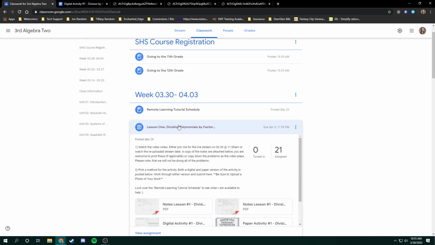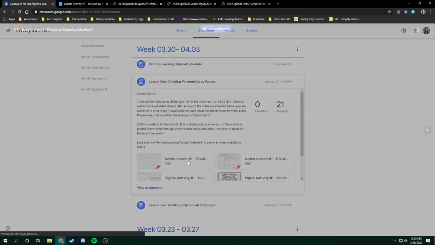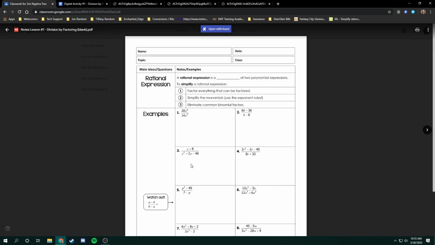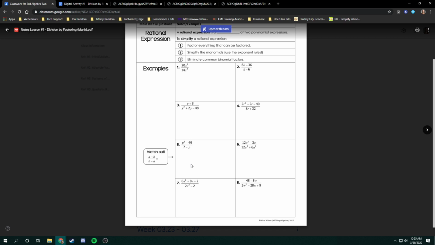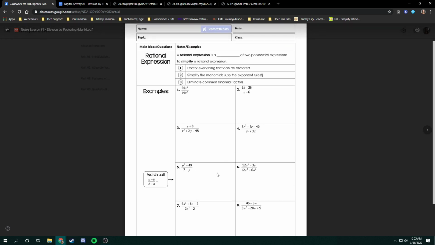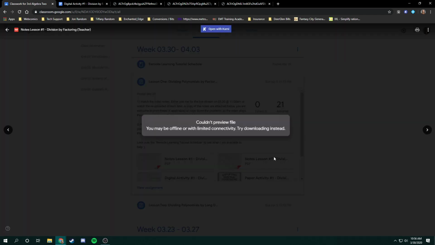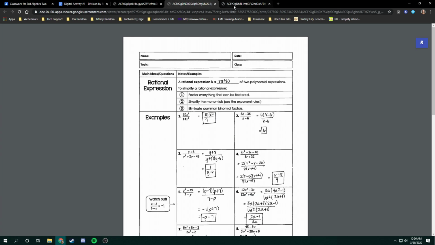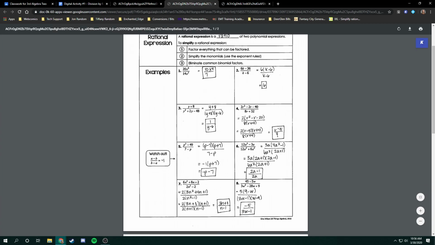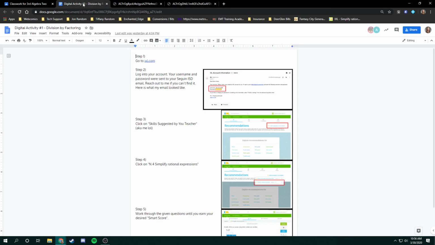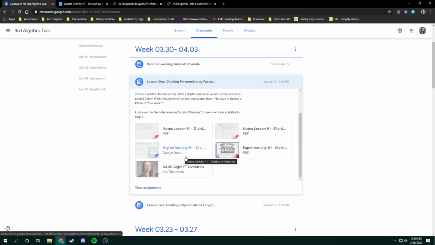So with dividing by factoring, like always, there's a blank copy of the notes that, if you want to, you can print out if you're able to. If not, they're real short, so you can copy them down as we go through them, because we may not do all of the problems. There is also a teacher copy of the notes. So these are already filled out, so you can look at these as well as this video. And the activities. There's a digital activity as well as a paper activity if you're able to print at home or have access to a printer.